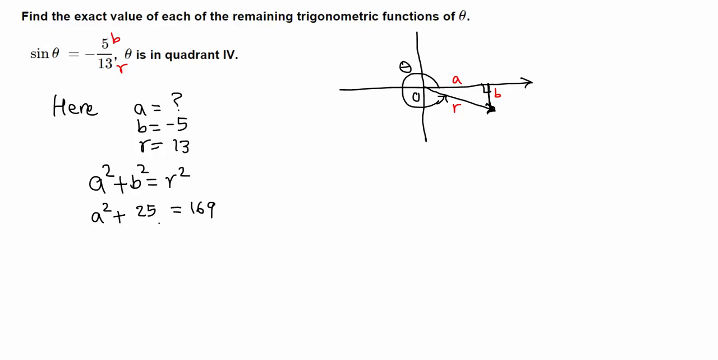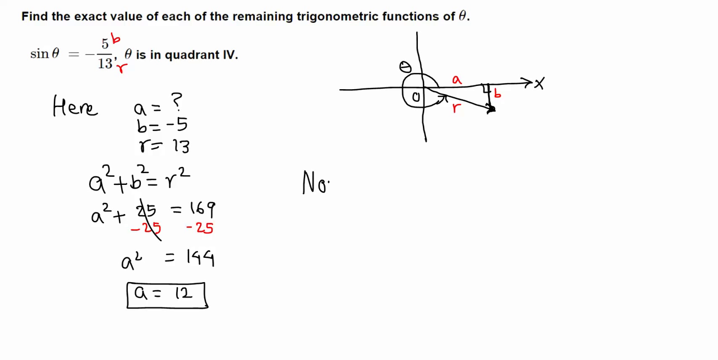Use your calculator, 169. Subtract 25 from both sides, you get A squared equals 169 minus 25, 144. Now take the square root of both sides, so A equals the square root of 144, which is 12, and we have to give plus or minus depending on the direction. A is along the positive x-axis, so we just give a positive sign. Length is always positive, but sometimes our A could be along the negative side of the x-axis. In that case we put negative just for the orientation.